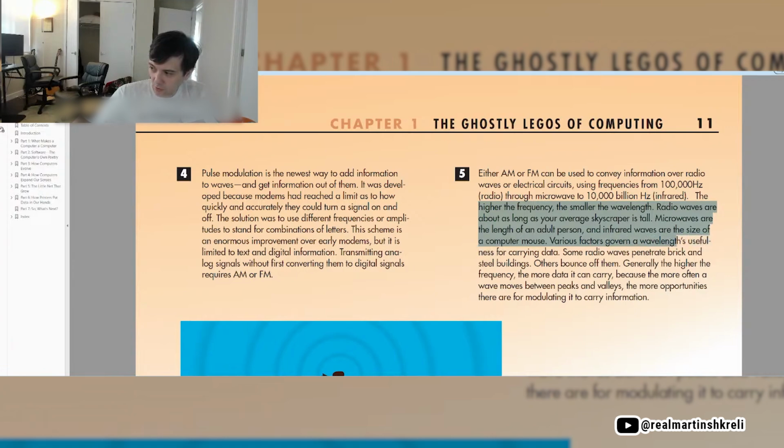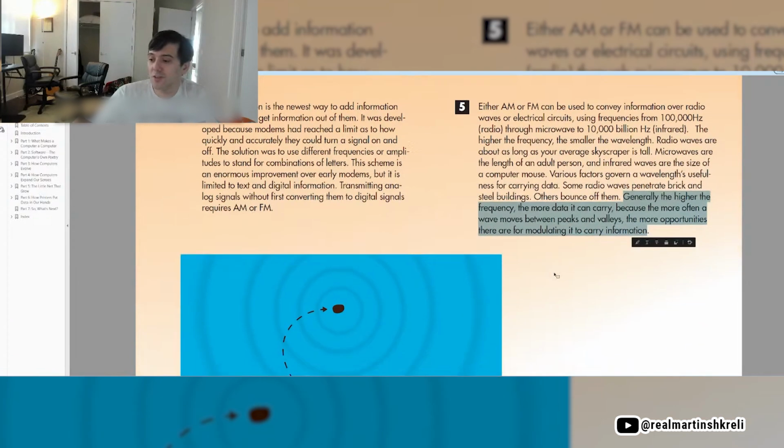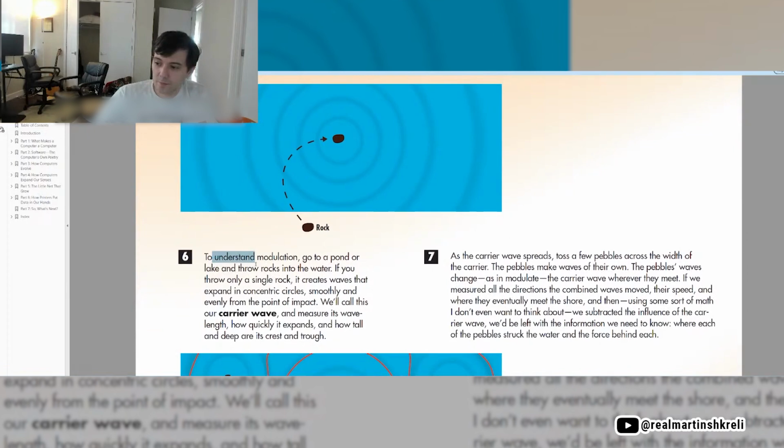Various factors govern a wavelength's usefulness for carrying data. Some radio waves penetrate brick and steel buildings. Others bounce off of them. Generally, the higher the frequency, the more data it can carry, because the more often a wave moves between peaks and valleys, the more opportunities there are for modulating it to carry information. Interesting. You always wonder how the radio works, right?